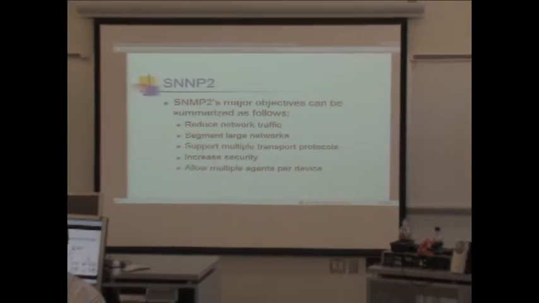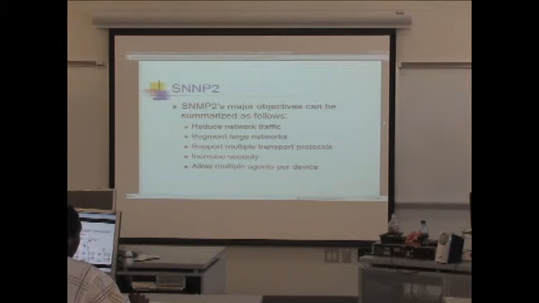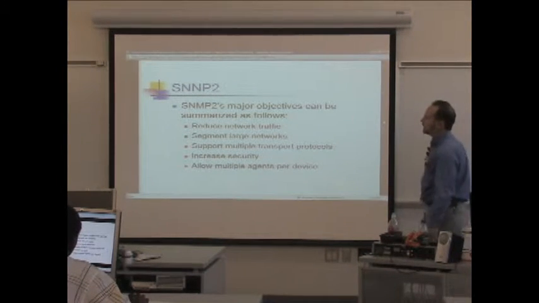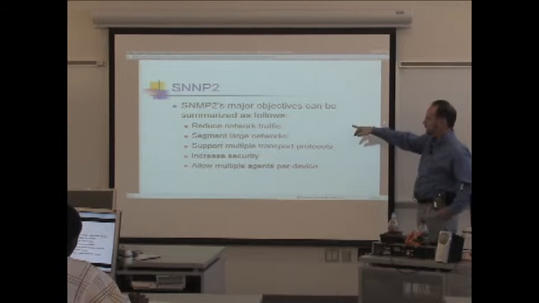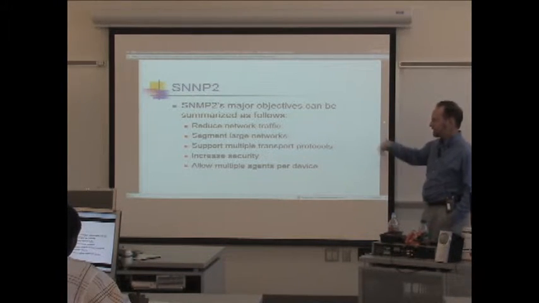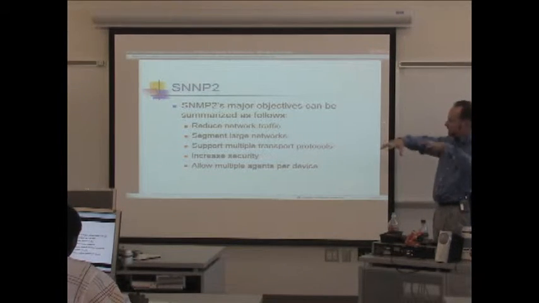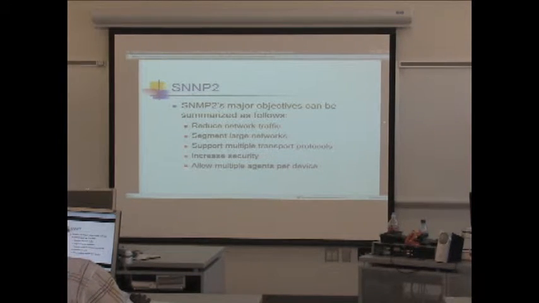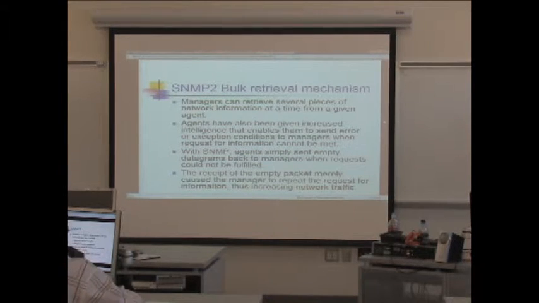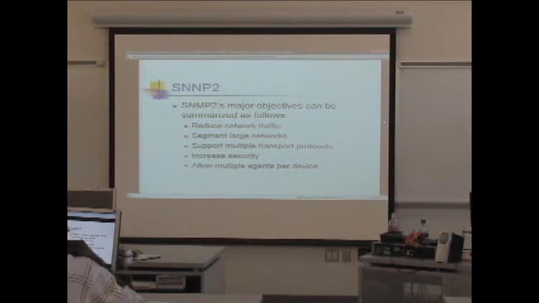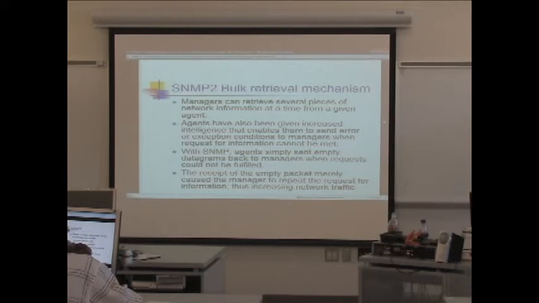They came out with SNMP 2. SNMP 2's major objectives would be reducing network traffic, so reducing that constant polling problem, segmenting large networks, so being able to collect within groups of LANs, supporting multiple transport protocols, increasing security, and allowing multiple agents per device. You know what? I'll have to check that in the book. It says multiple agents, but they meant multiple managers per device. I think the book had the error there.